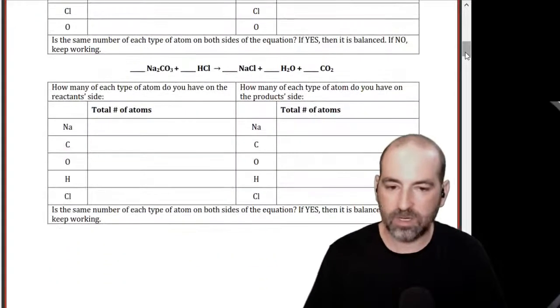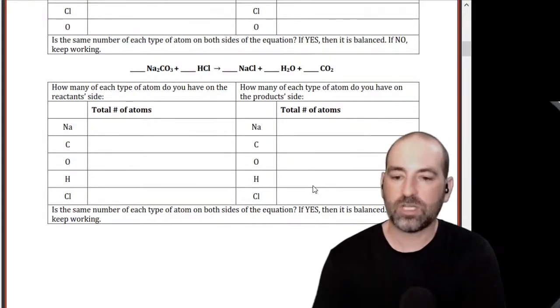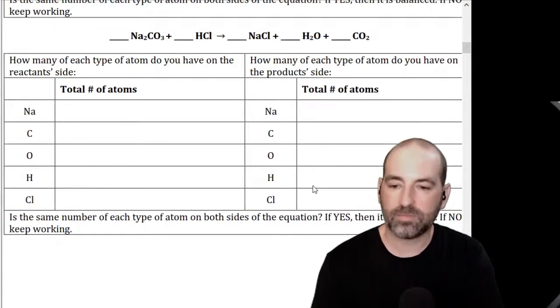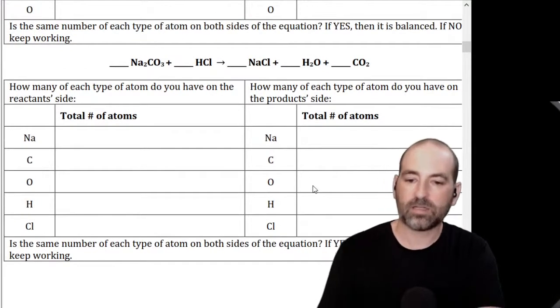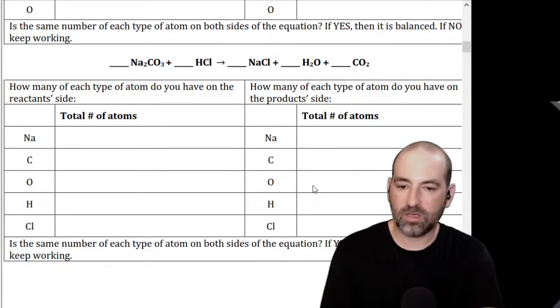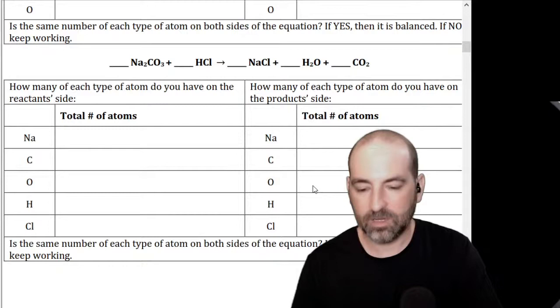All right, let's try this one here. If you're following along, I'm going to pause for a minute and give you a chance to try it. So we're going to do the same thing. You're going to total up the atoms on the reactant side and the product side, and then try to adjust the coefficients one by one so that you get them balanced out. Go ahead and give that a try.